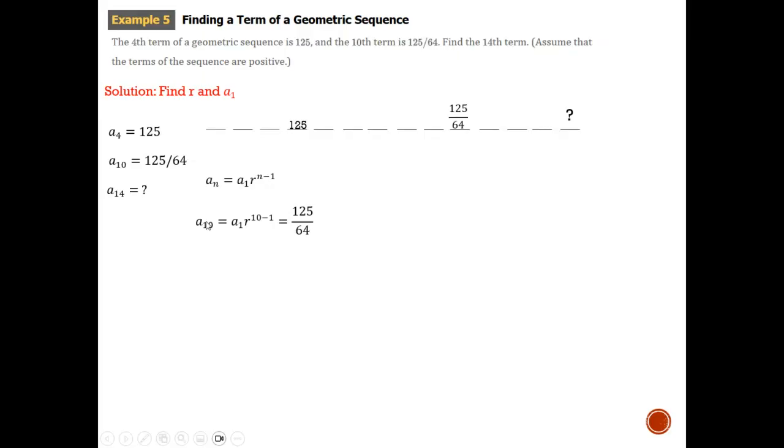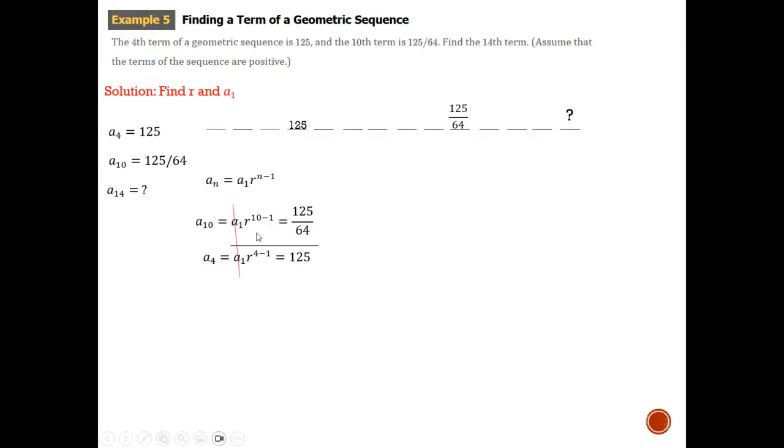So we have a sub 10, okay? Plugging that into the general formula, I don't know a sub 1, but I can plug in my n is 10 minus 1, and I know a sub 10 is 125 over 64. Plug in a sub 4. I know that n is 4, and I know that equals 125. So instead of subtracting like we did for arithmetic, we're going to divide these.